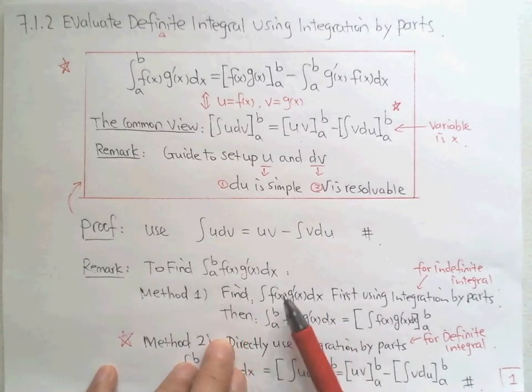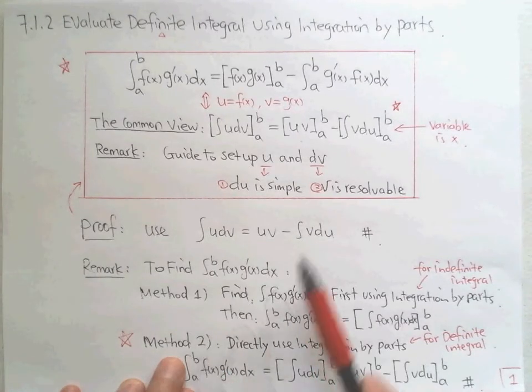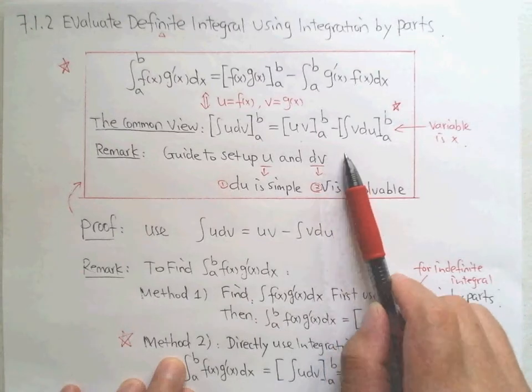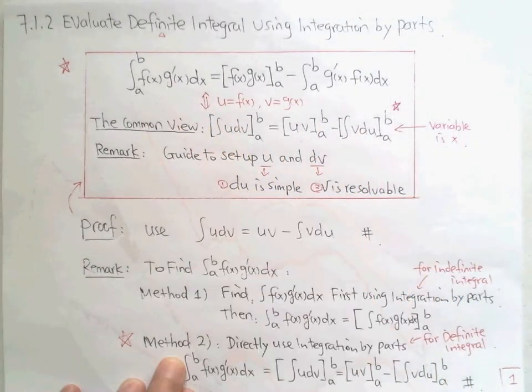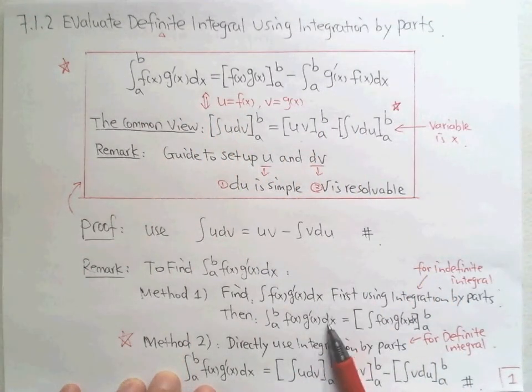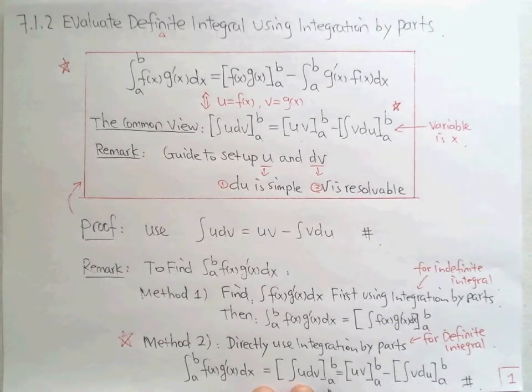However, my suggestion is still to go to method 2, which is the version of the integration by parts method for the definite integral. It just merges these steps together. So this equals this, another form, and we use the common view: the difficult part becomes uv minus the easy part. But be sure a and b are all for the variable x, the single variable.